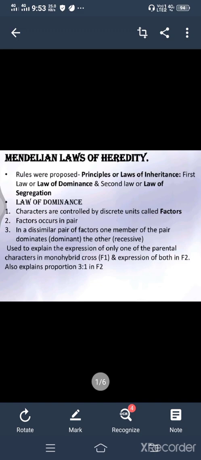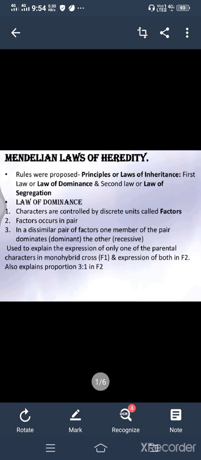So, in the last class, we were dealing with the basic concepts of genetics, and then we moved on to Mendel's monohybrid cross. Now we'll go on with Mendel's laws of heredity. During his set of experiments, Mendel gave two laws of inheritance: dominance and segregation.